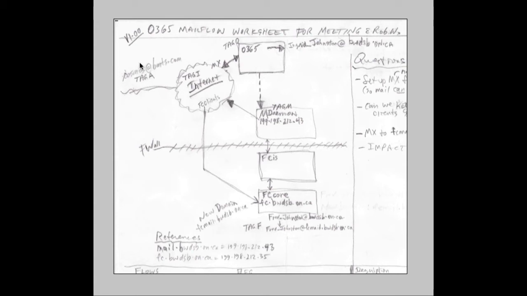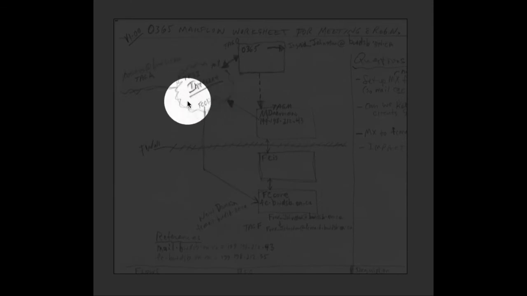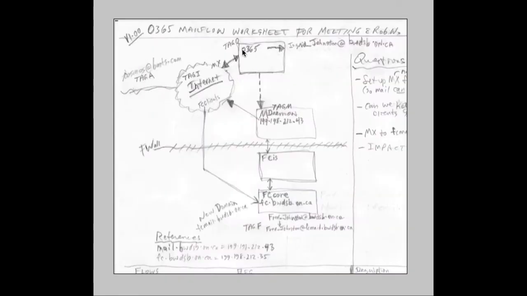Basically, I'm sitting out in the world here, and here's the internet. Email comes from the world into Office 365 right now. If there's an account there, it stops there. If not, it comes onto this bwdsb.on.ca first class core.